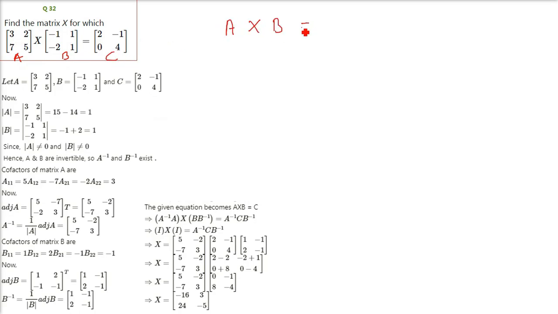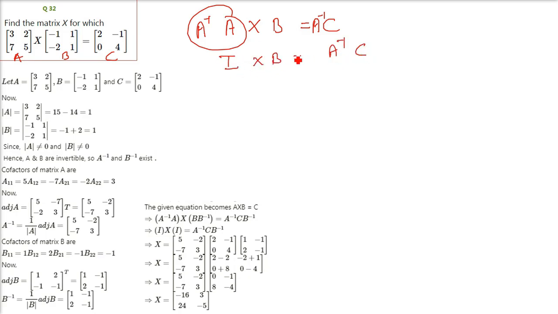AXB equals C. So first thing is, first we have to eliminate A and B from the left hand side, and that will come on the right hand side. So multiply both sides by A inverse, like this. A inverse into A will be identity element. Identity XB equals A inverse C.